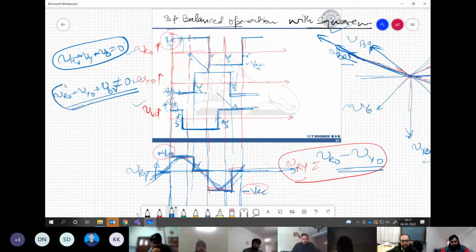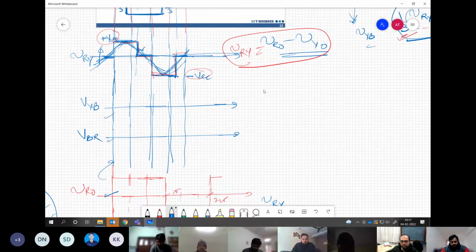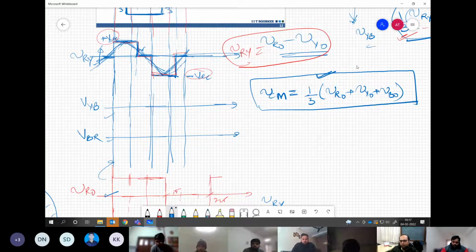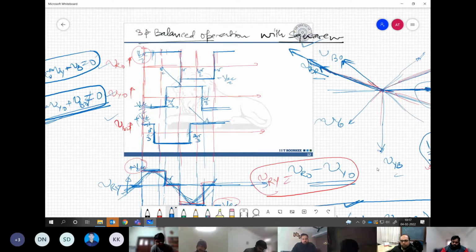So this extra voltage what you are having over here, this is basically called the common mode voltage. If I write it over here as VCM, this is the common mode voltage, and the way to get it is you take the average of all three: VRO plus VYO plus VBO divided by 3. This is the common mode voltage, which is superimposing the pole voltage, apart from the fundamental and all that. We will see what that component actually is.